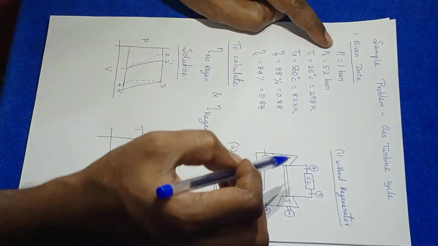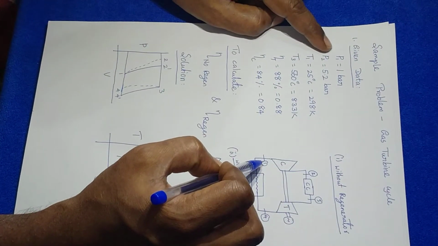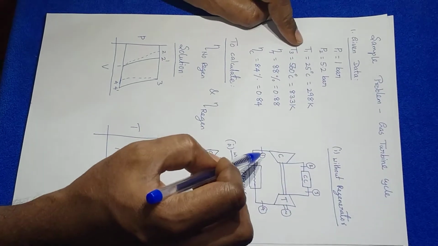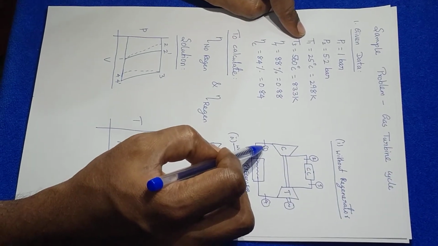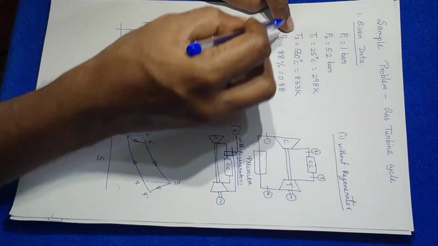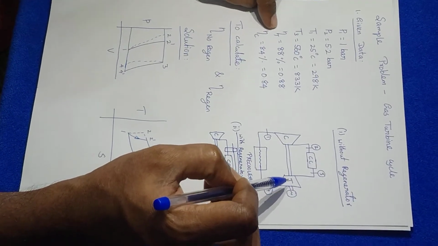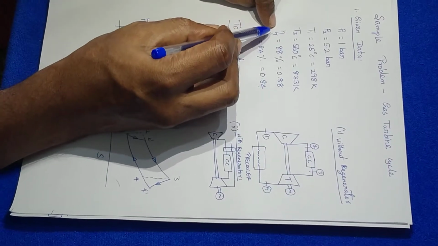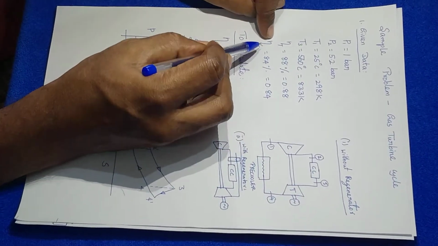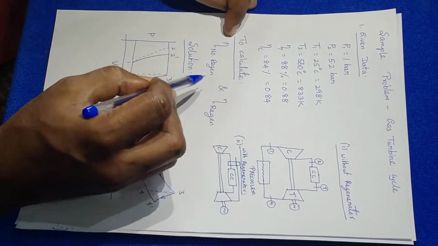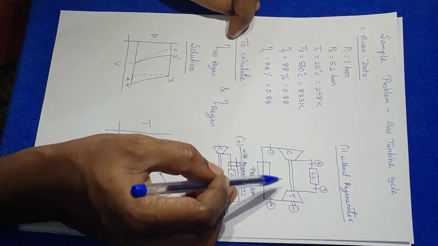So here P1 is the inlet pressure of the compressor. P2 is the outlet pressure of the compressor. T1 is the inlet temperature of air which is entering the compressor. T3 is the inlet temperature of the gas which is entering the turbine. And eta T is efficiency of the turbine and eta C is efficiency of compressor. In this problem, we are asked to calculate the efficiency of the cycle.